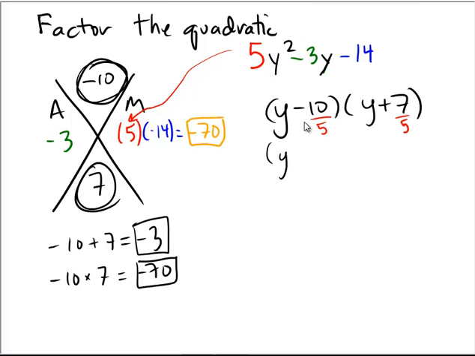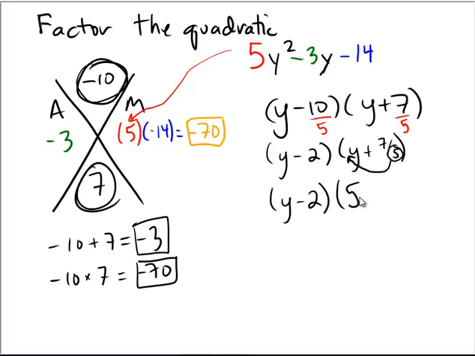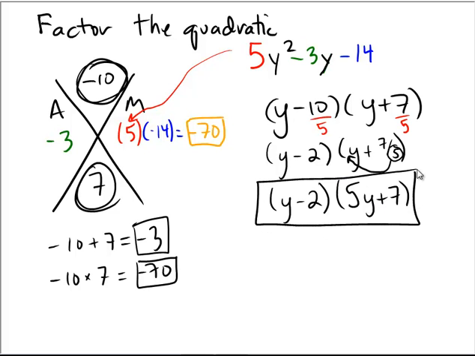Now, of course, 10 divided by 5 is just 2, and 7 over 5 doesn't reduce any further, so we have to keep that as 7/5. And the final answer, a little bit more hocus pocus here, but there's a reason in the background for this, is that you pull the 5 out in front as a coefficient, and you get 5 times y minus 2 times y plus 7 over 5, which is (y - 2)(5y + 7). And this answer can be FOILed, or rather distributed out, and verified to be the correct answer to the problem.